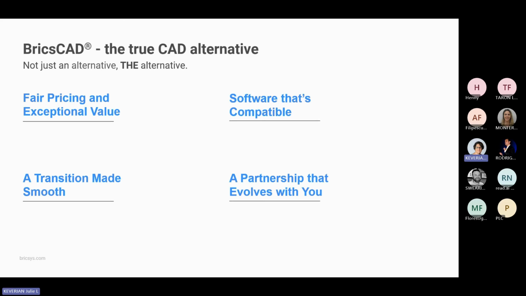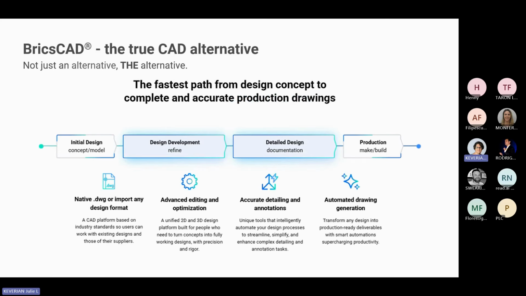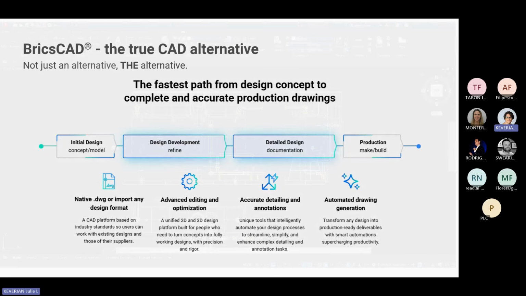And we're in this partnership with you. We're committed to your success, and we do that by focusing to deliver capabilities and features that matter to you. So where does BricsCAD fit? Well, we fit into the design development and detailed design areas of design and production. It's where concepts are refined and documentation takes shape. As the industry's leading solution for general purpose native DWG-based 2D and 3D design and drafting, BricsCAD empowers you to work smarter. And we deliver enhanced productivity at a better value than traditional CAD software.